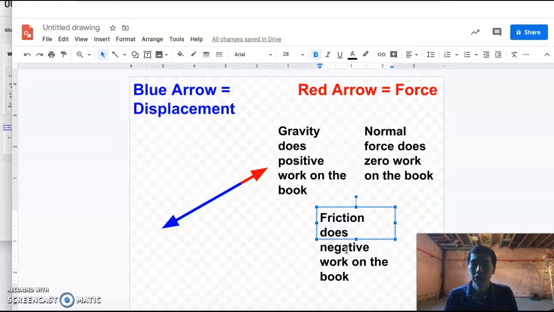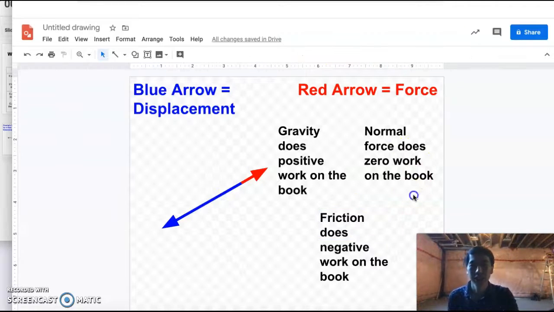Alright, so those are the 2 examples that I wanted to show you. One thing I'll say is that some of you may be thinking right now, oh, normal force is always going to be 0 in every situation. Well, that's not true. Sometimes normal force is in the same direction that the object moves. Sometimes normal force is in the opposite direction that the object moves. So do not always think that normal force will do 0 work.